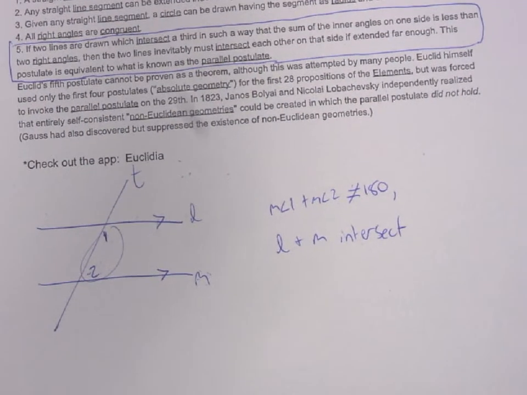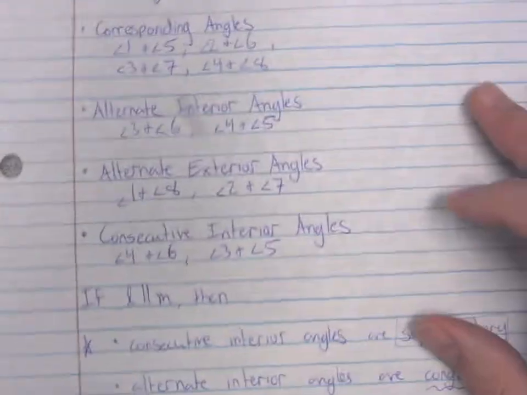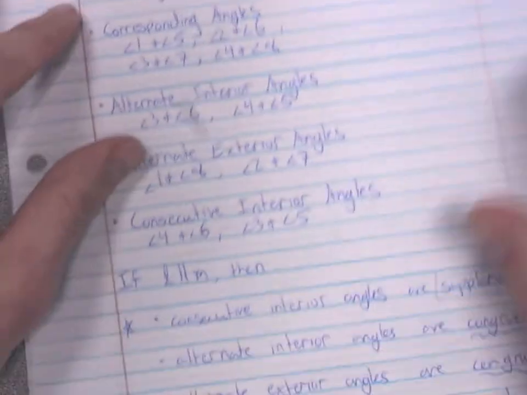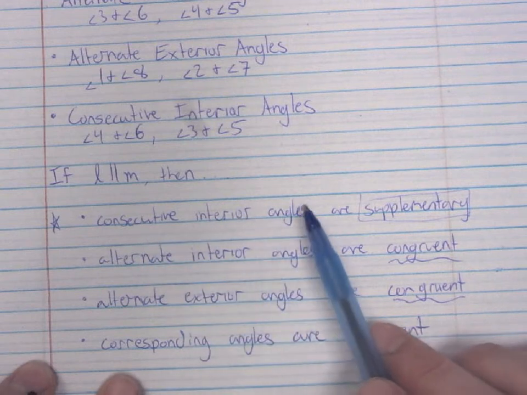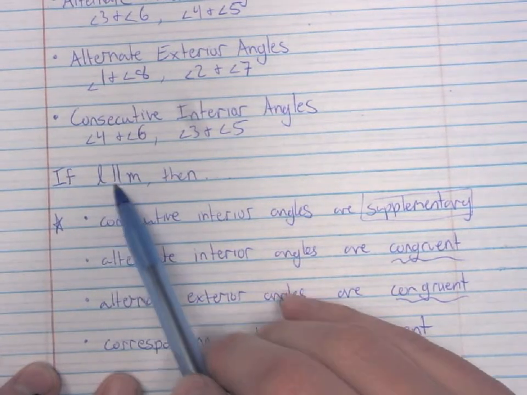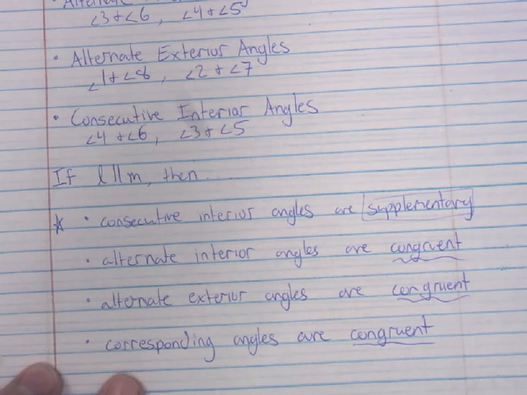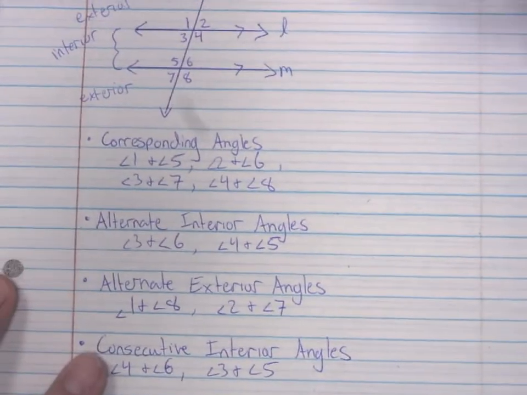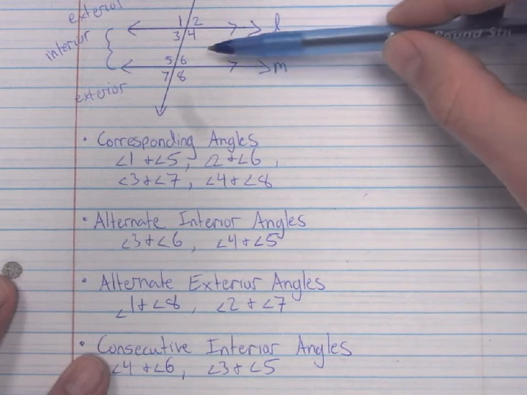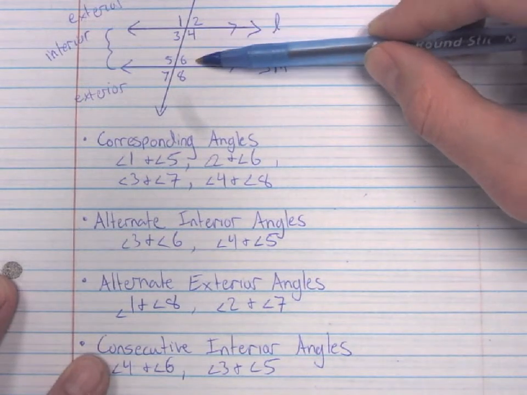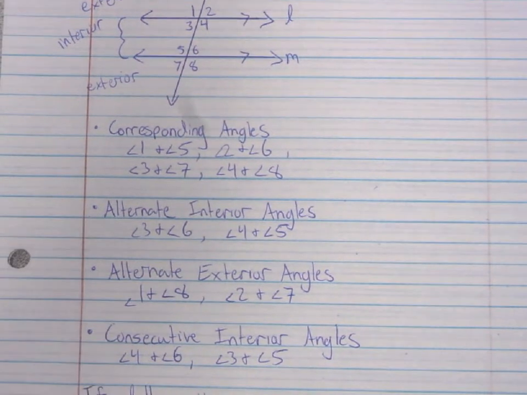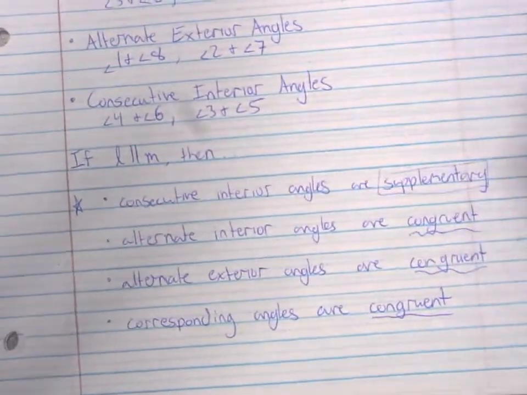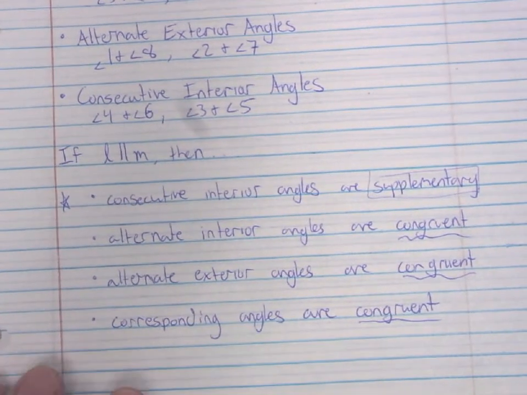Okay, so that's kind of where we're going. Let's go back to our little note sheet here. Okay, and let's talk about how we know this is true. Consecutive interior angles are supplementary. If L is parallel to M, then consecutive interior angles are supplementary. So again, if these two are parallel, then the measure of angle 4 plus the measure of angle 6 equals 180, or the measure of angle 3 plus the measure of angle 5 equals 180. Essentially, that whole idea is just Euclid's fifth postulate with different language.